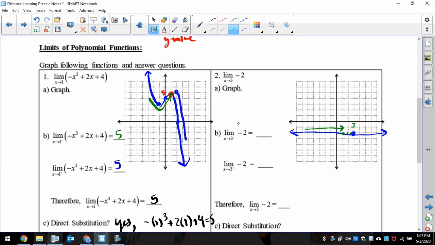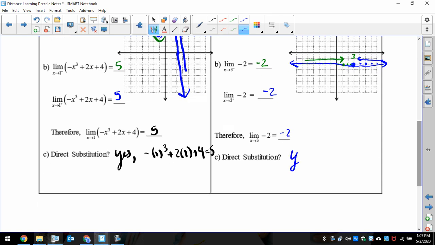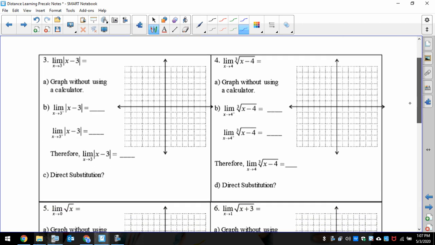And you notice that the y values are a constant -2. Now coming from the right of 3, look at the y values. The y values stay at -2 until you get to 3. So this is still a -2. So then the two meet up. They are at the same height. Therefore, since the one-sided limits are equal, the limit is just -2. And the answer is yes, you can just directly substitute. All right, good. Let's keep rolling.